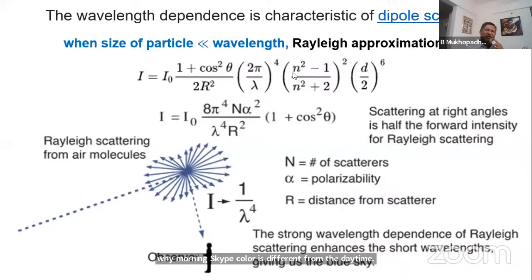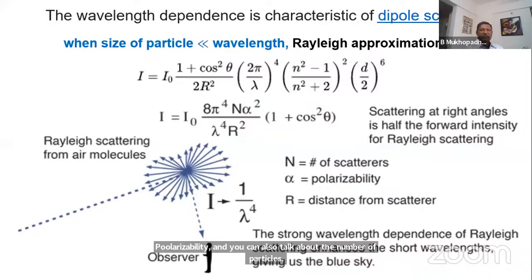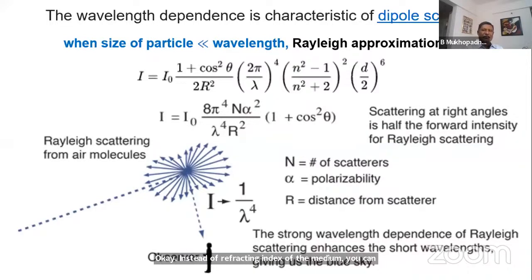Right. Now, the other terms here are the refractive indices, the nature of which we are not discussing right now, and the size of the particle. When the particles are very, very small, we can neglect this term. We can hardly bother about it. Instead of refractive index, you can talk about alpha, the polarizability, and you can also talk about the number of particles. Instead of the refractive index of the medium, you can talk about the number of particles as well as the polarizability alpha. The rest of the equation remains the same. Now, this is known as the Rayleigh scattering approximation.